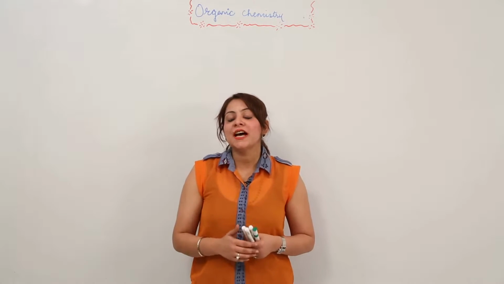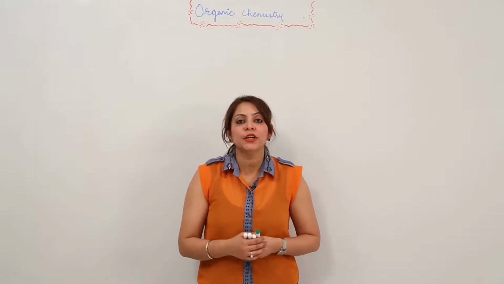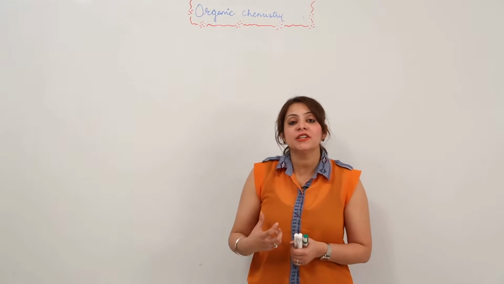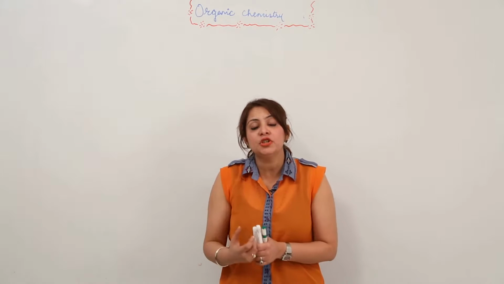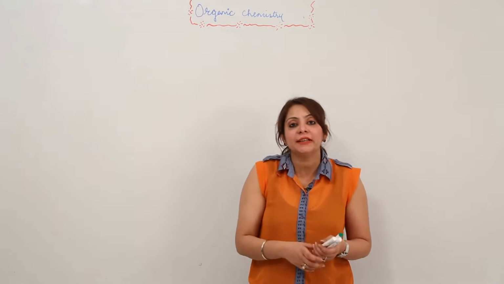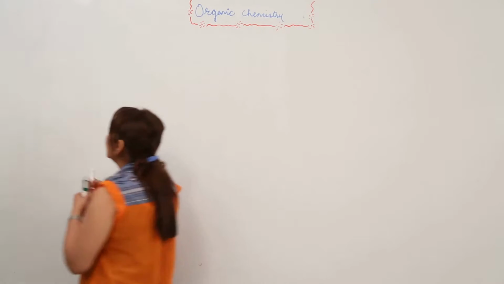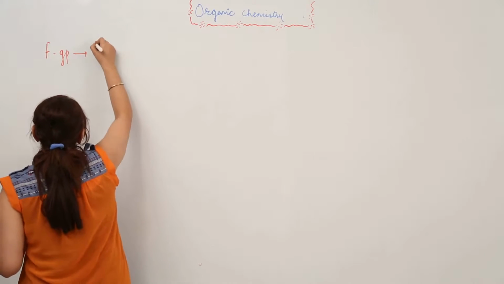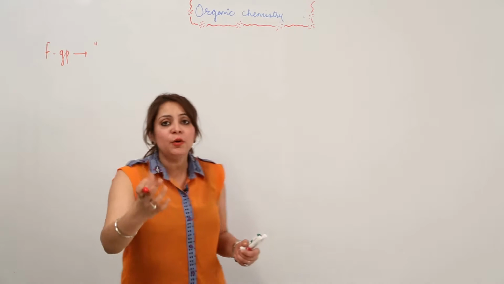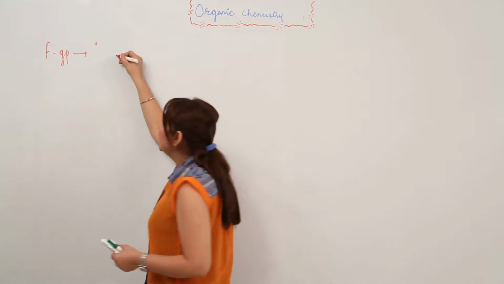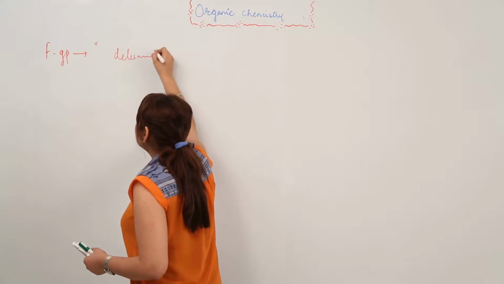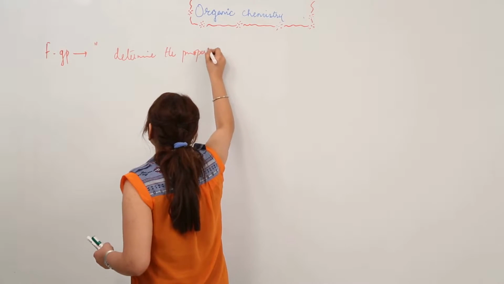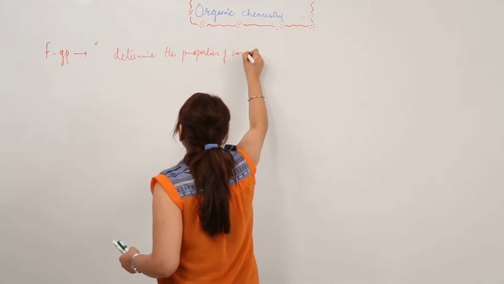Now we are going to start with the new topic, that is the functional group, right? Functional group is actually something which is very important. When they are attached to the carbon chain, they determine the properties of that compound, right? So what does the functional group indicate? They are an atom or a group of atoms that determine the properties of the compound, right?